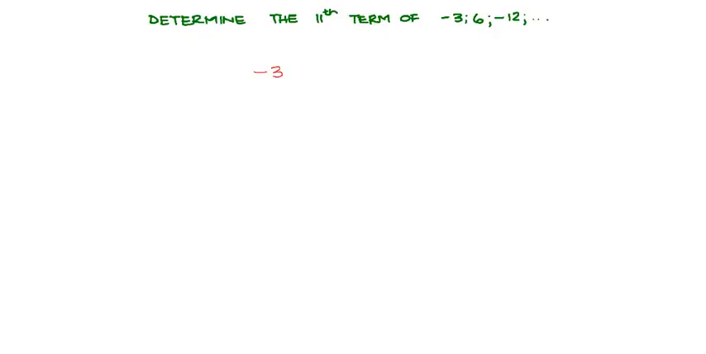-3, 6, and -12. Now remember, we're working with two different types of sequences at the moment, arithmetic and geometric. Arithmetic needs a common difference, like a first common difference, and geometric needs a common ratio.